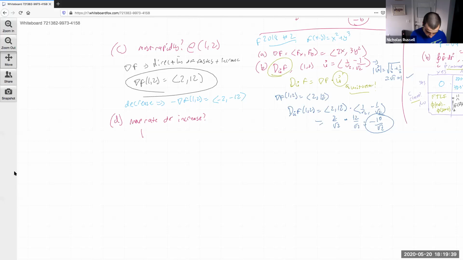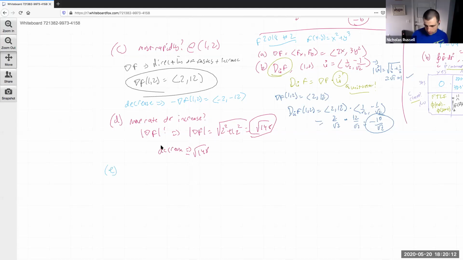For D, the max rate of increase is just the magnitude of the gradient. The magnitude of the gradient here is the square root of 2 squared plus 12 squared, which is the square root of 148. If you were asked for the max rate of decrease, it would be negative square root of 148. It's the exact opposite way, just the negative of the magnitude of the gradient.